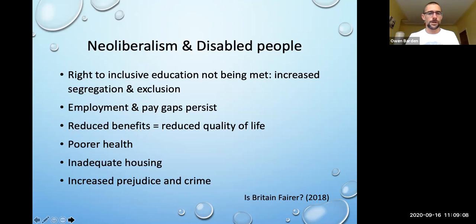So what this means in practice is that neoliberalism fosters and enables ableist beliefs and disableist practices. Some of the consequences of that are that the legal right to inclusive education is not being met. So increasingly students are being segregated or excluded, or what's now being called off-rolled, particularly when the Ofsted inspector comes in, some kids are asked to stay away so they don't affect the report.